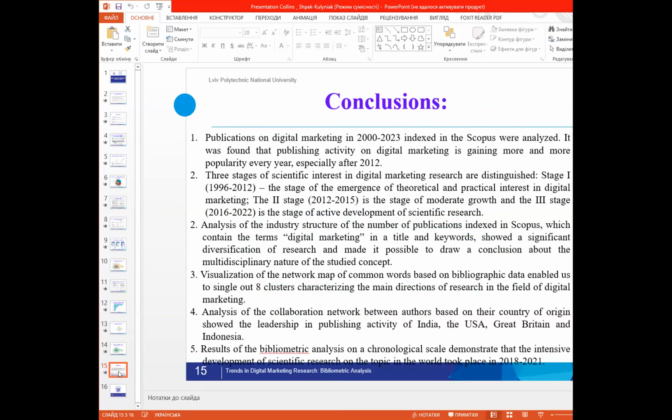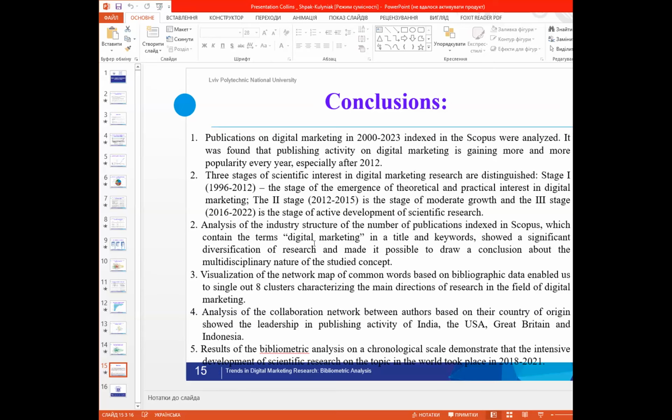Conclusions. So publications on the topic of digital marketing in 2000-2023, indexed in Scopus, were analyzed. And we found out that publishing activity is gaining more and more popularity, especially after 2012. Then 3 stages of scientific interest in digital marketing research were distinguished. The first one was just the emergence of theoretical and practical interest in the field. The second stage, a stage of moderate growth. The third stage, the stage of active development of scientific research.